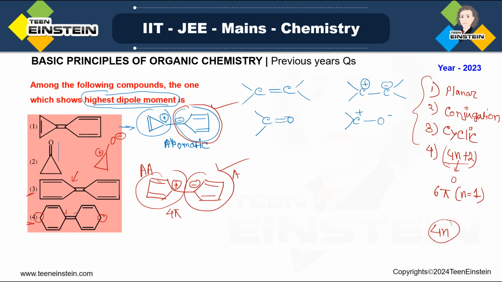So maximum charge separation we can see in case of molecule 1, and that is why it will lead to the maximum dipole moment, because this molecule basically will remain in this condition, that is positive charge over the left hand side ring and negative charge over the right hand side. So this will be the correct option.